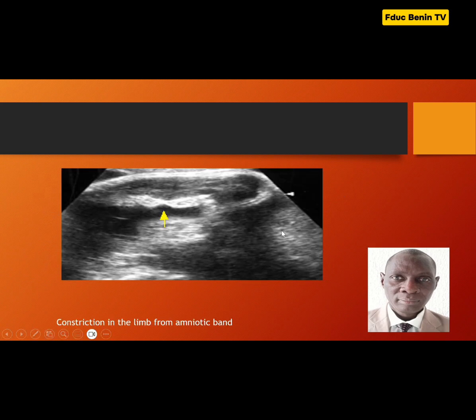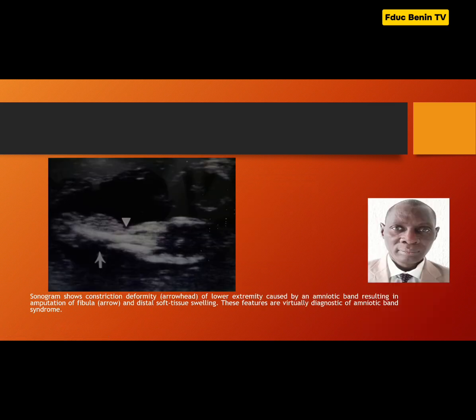Now, when you look at this image, we have a constricted area. It is a limb, okay? You can see evidence of constriction. In this particular case, there is still continuity of the bone. However, the constriction is very clear and is due to amniotic band syndrome. Now, let's look at this other image. In this case, there are other things that we have to note.